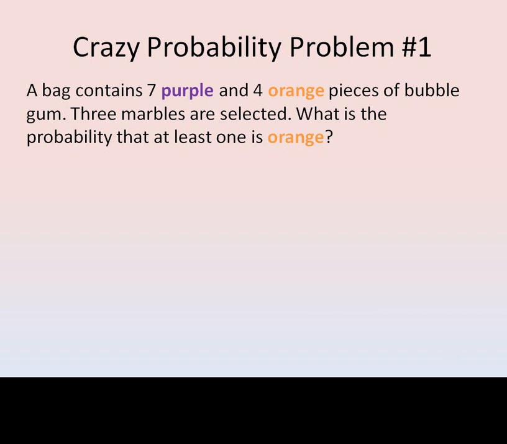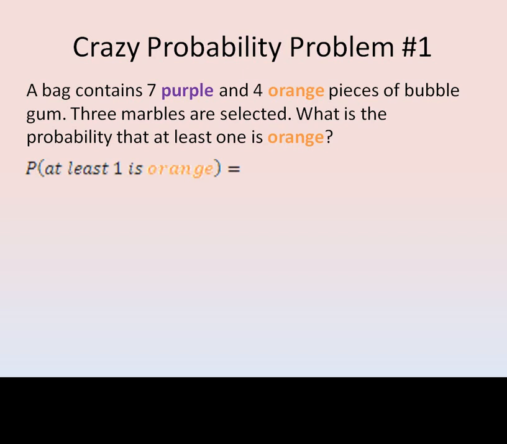Alright, welcome to Crazy Probabilities, problem number 1. The bag contains 7 purple and 7 orange pieces of bubblegum. 3 marbles are selected. What is the probability that at least one is orange? From this problem, I conclude this.